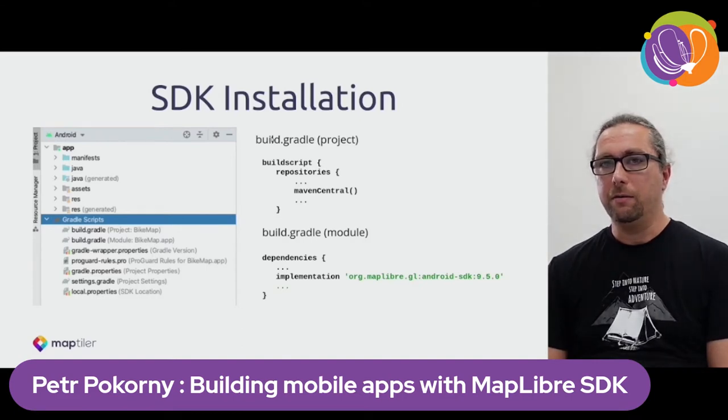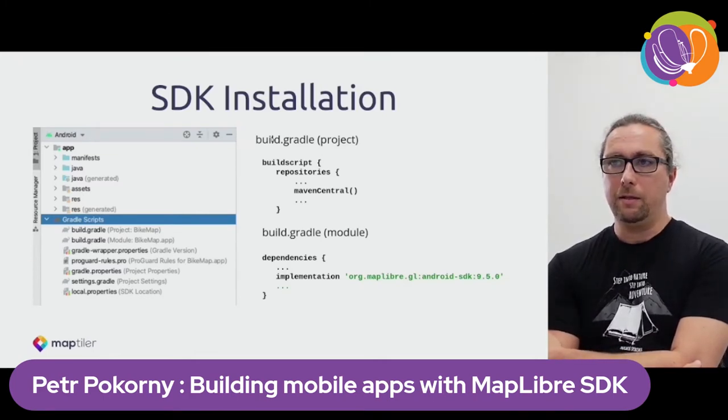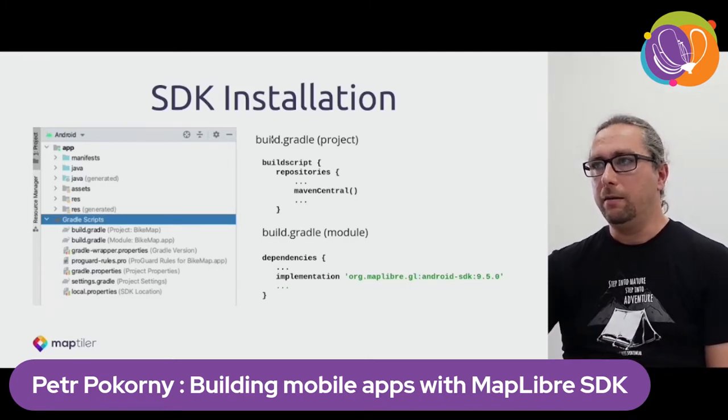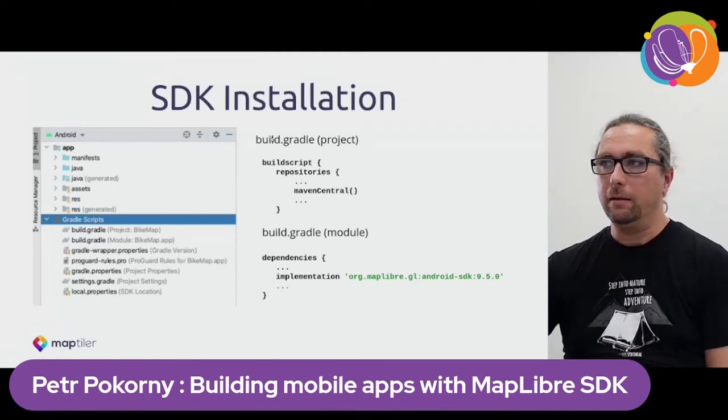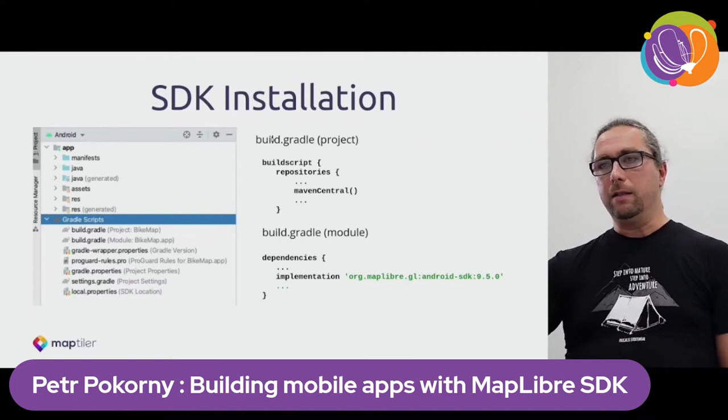Installing the SDK consists only of editing two Gradle files. These files are for the Gradle build system, and once you add something there, Android Studio knows that you want to use some SDK or some library. So here you will just add the repository Maven Central. It's typically there already. And then you will add the implementation org.maplibre.gl android in the latest version. Pretty simple. Then you will synchronize these changes, and you are ready to start developing.